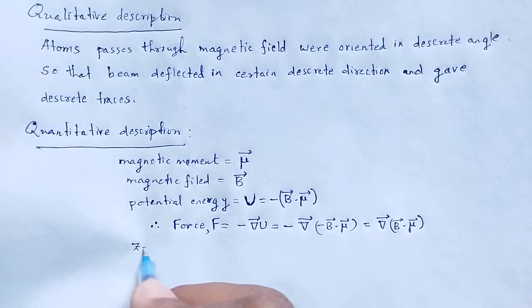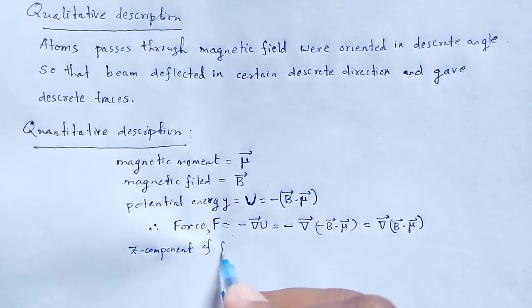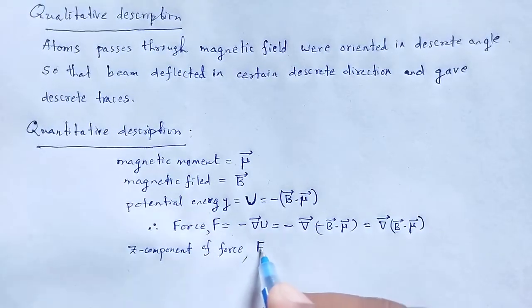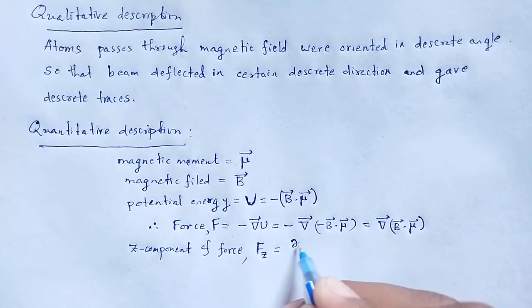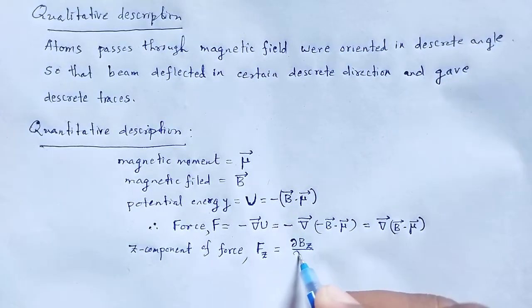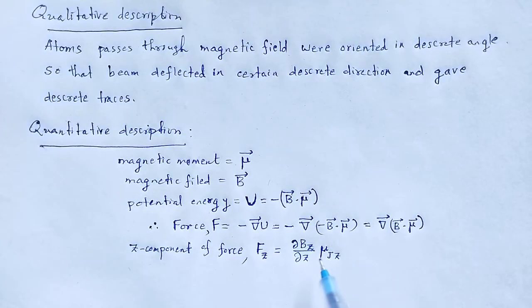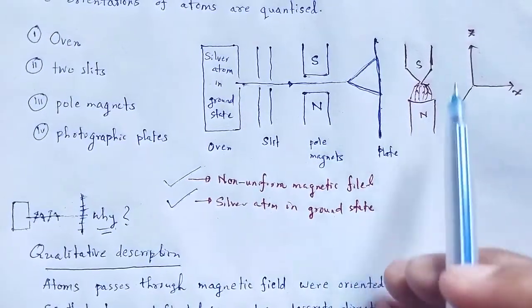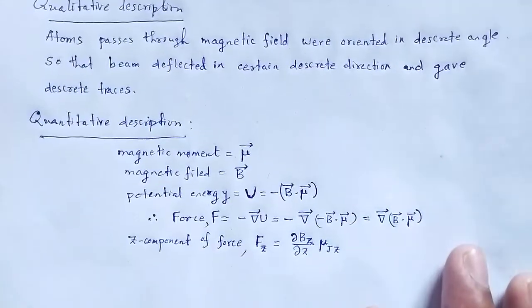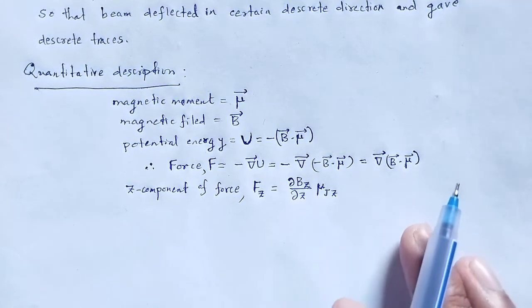So the z component of force, that is F z, is equal to its z component, means del Bz by del z mu jz. Mu jz is the total magnetic moment along the z direction, that is the total magnetic moment z component.